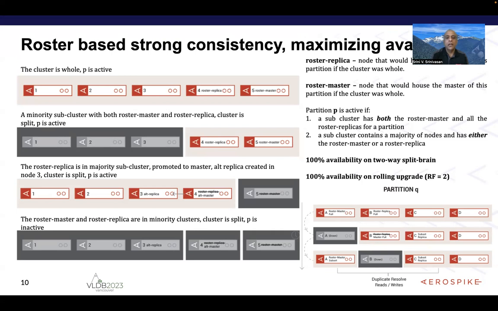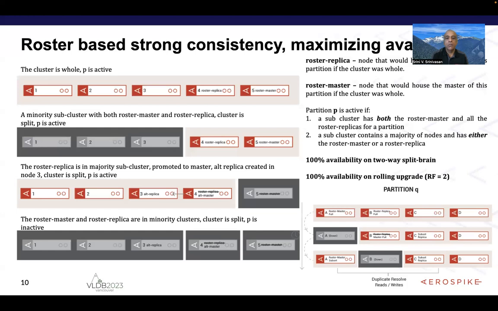And the second thing is, there's a different kind of split that can happen. Node 5 can split away, and node 4, which has the roster replica, splits away into the 4-node cluster, which has the nodes 1, 2, 3, and 4. In this particular case, the roster replica gets promoted to master in the majority cluster, and that's where partition P will be active. However, every write to that partition is going to create 2 writes within the cluster, because the replication factor here is 2 for this particular cluster, and 2 writes always have to happen.